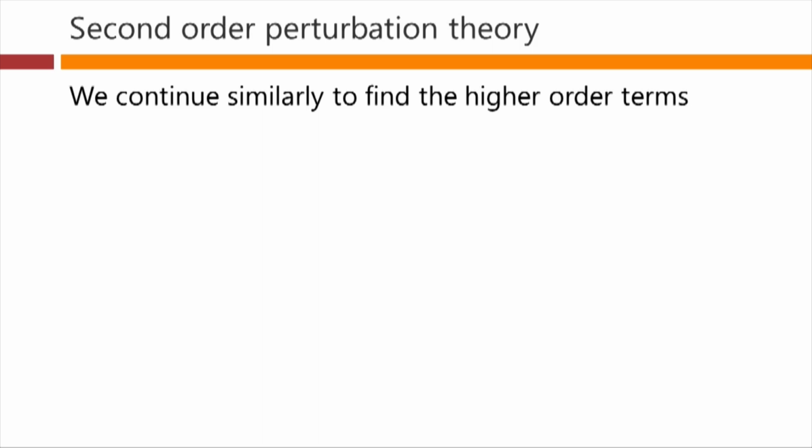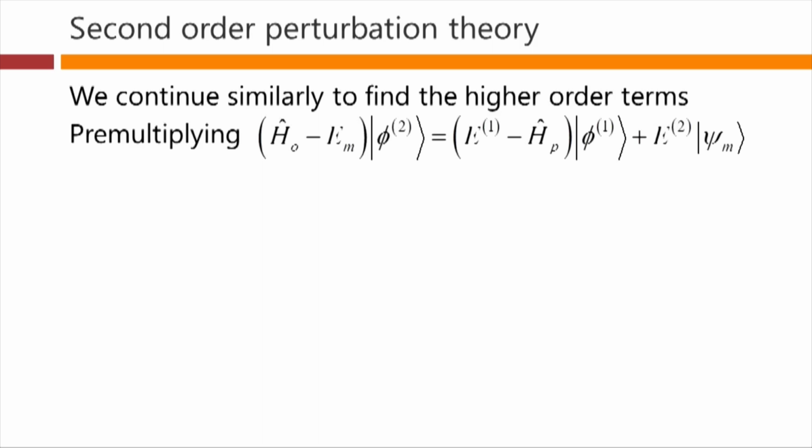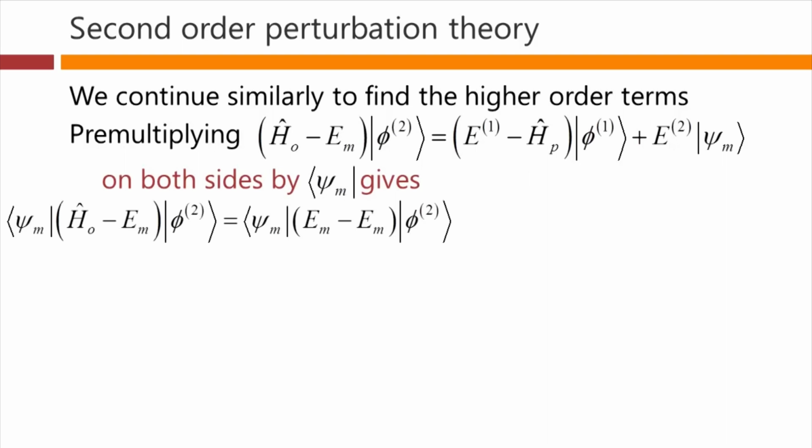We can continue similarly to find the higher order terms. So we take our second order equation and we pre-multiply on both sides by psi m. On the left-hand side, we have psi m times all of this. Of course, H0 operating on psi m is just E_m psi m. So we've got this number in the middle here, which of course is 0. So the left-hand side, as a result of this pre-multiplication by psi m, just gives 0.